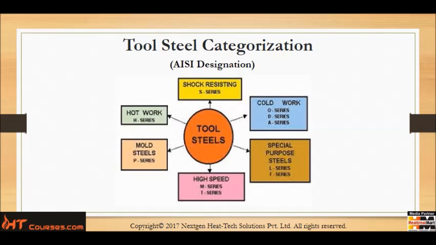Classification of tool steels, where we have the tool steels in the center, shock steels at the top, that's the S series, the cold work tool steels on the right in blue, the special purpose in brown, the high speed at the bottom in purple, the mold steels, and then the hot work steels in green.